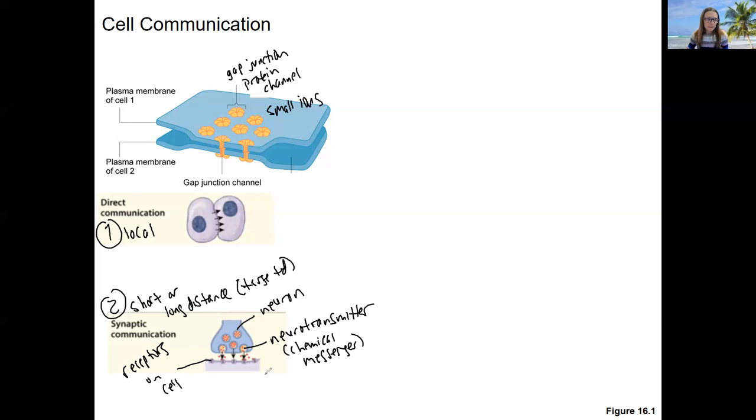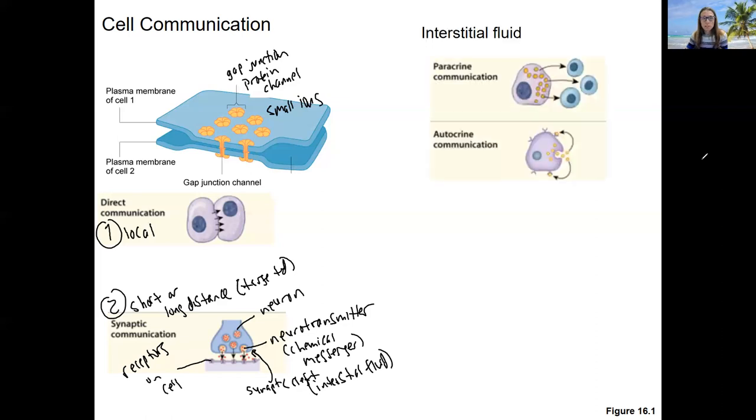One last thing on this one. This space right here is called a synaptic cleft. And in here, there's interstitial fluid, right? So we're actually having a chemical messenger leave the cell and bind to a receptor on another cell through interstitial fluid, not through the bloodstream. Through plasma would be in the bloodstream. Two more ways in which we go through interstitial fluid, other than synaptic, are paracrine and autocrine.